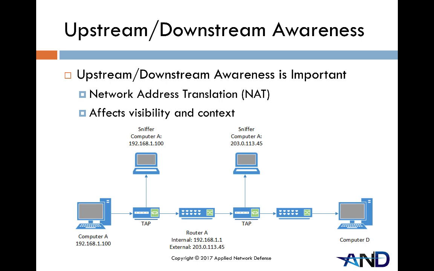The sniffer downstream or to the left side of the router shows the transmitting device's true internal IP address of 192.168.1.100. The sniffer upstream from the router captures the forwarded packet, which has a source address of the router's external interface, so the 203.0.113.45 address. So again, if you capture from this upstream router on the right side here, you have no way, again, of knowing what the true source IP address of the traffic is.